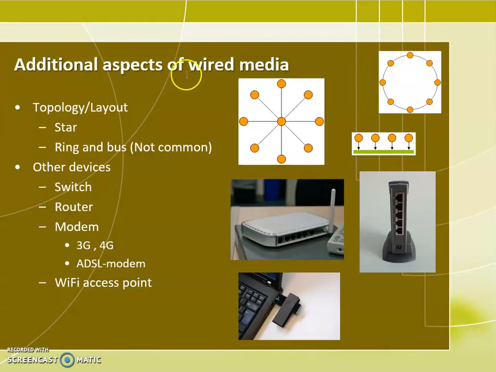Additional aspects of wired media. Topology. This refers to the layout of a network. You can have a star topology. There's the picture. A ring topology. Bus topology. Other devices that are important are your switch, your router, your modem. A modem can either be 3G or 4G or an ADSL modem. Also talk about Wi-Fi access points.